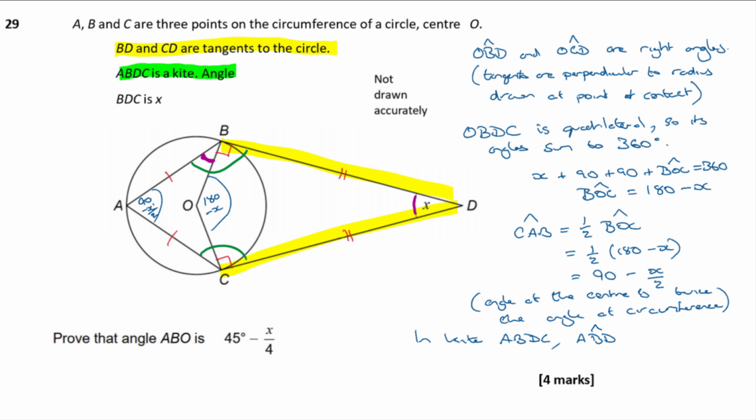Then I can say that angle ABD is equal to angle ACD, because it's a kite, and angle ABD plus ACD plus CAB plus BDC must be 360, because it's a quadrilateral, isn't it? So what do we know there? ABD we said was 90 minus x over 2. ACD is equal to ABD, so I'm going to just replace that as two lots of ACD, because they're both the same. And then BDC I know is x, and that's all equal to 360.